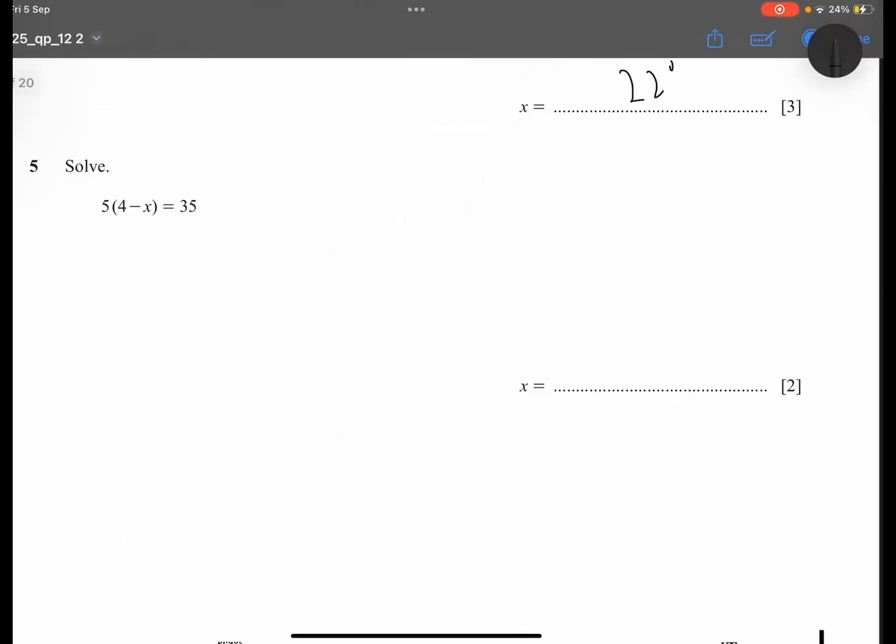Next, we have this question. So we open the brackets. 20 minus 5x is equal to 35. The minus 5x is equal to 35 minus 20. Minus 5x is equal to 15. So x is equal to minus 3.